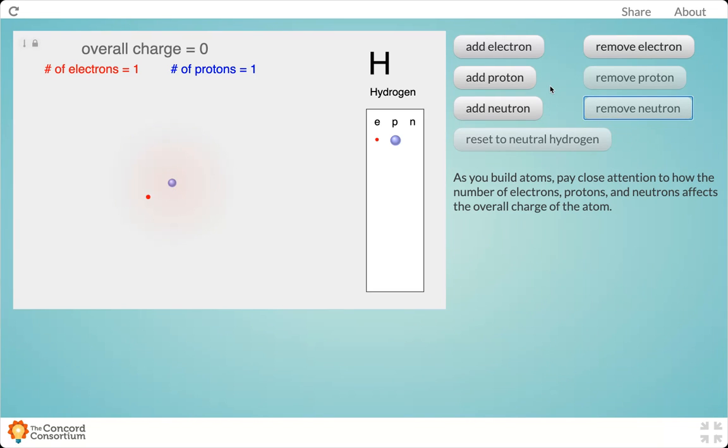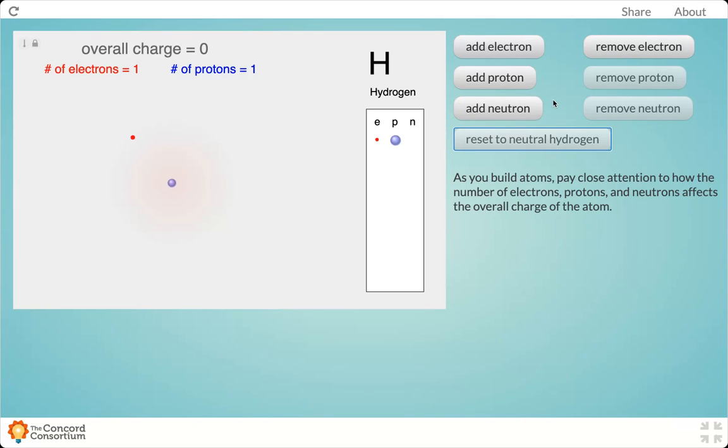The last scenario is what if I add a proton? Notice that that was the trick in order to turn hydrogen into helium. Helium has 2 protons. If I remove a proton, now we're with hydrogen. So if I keep adding a proton, I can turn helium into lithium. Lithium has 3 protons. I can add another proton to turn it into beryllium, add another proton to turn it into boron, another proton to turn it into carbon.